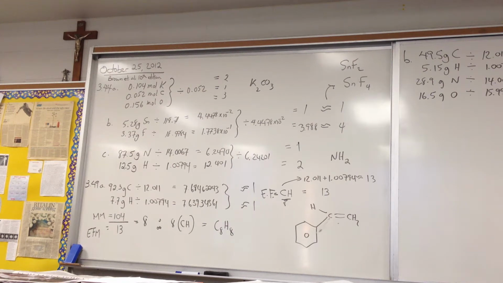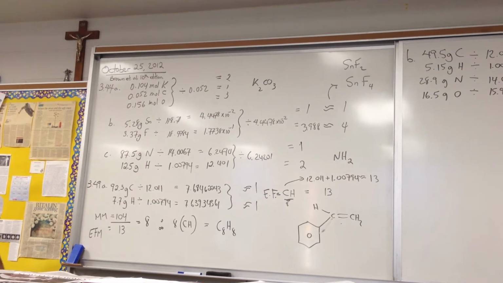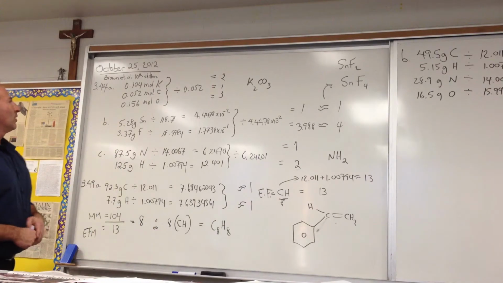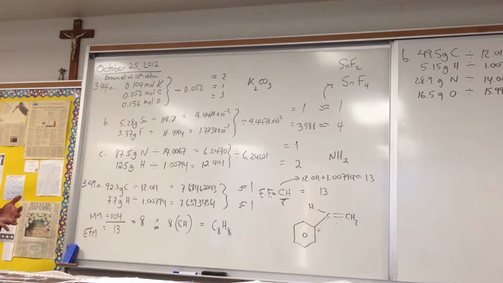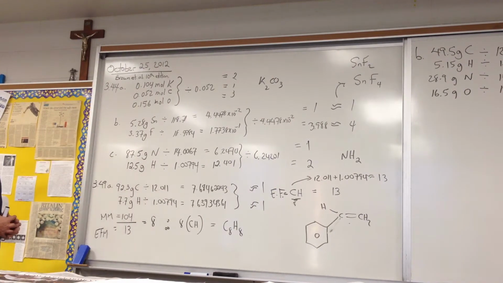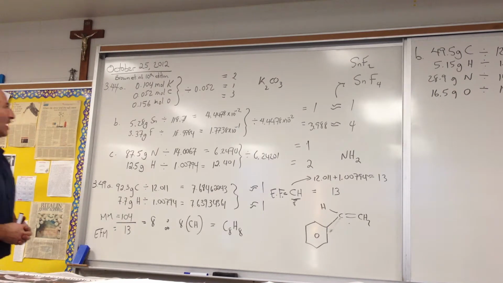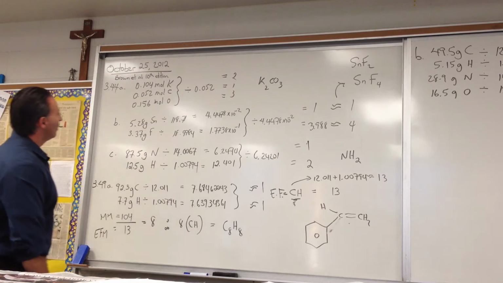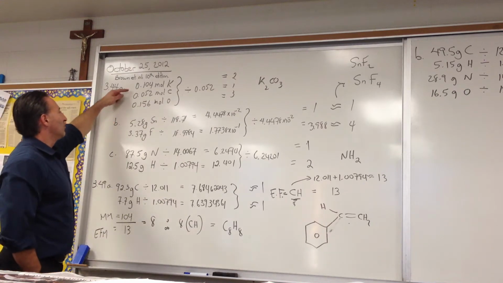Today we're going to explore how to do calculations that are the result of combustion analysis. When a chemical is burned, it produces carbon dioxide and water, normally, if it's a hydrocarbon. Here we have some data that would have been obtained if you did a combustion analysis on something that has carbon, oxygen, and potassium.